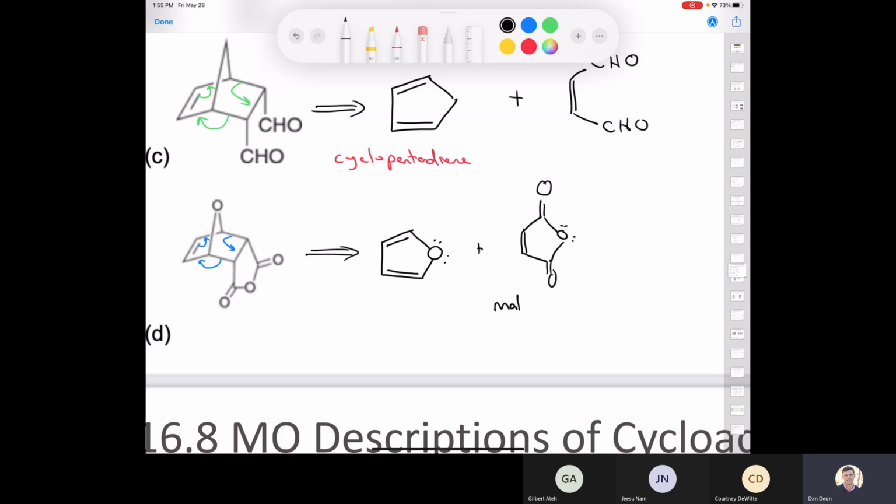This is called, again, maleic anhydride. And if you want to Google maleic anhydride, you could even look up an article about it on Wikipedia and learn something about maleic anhydride. Is it always safe to say that?